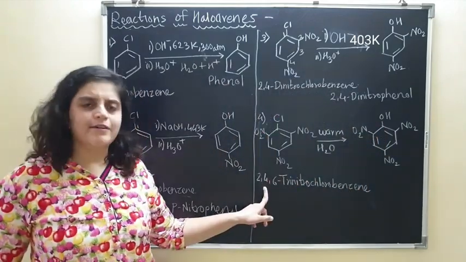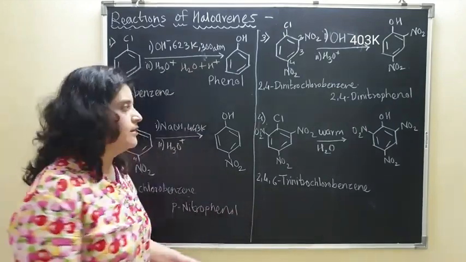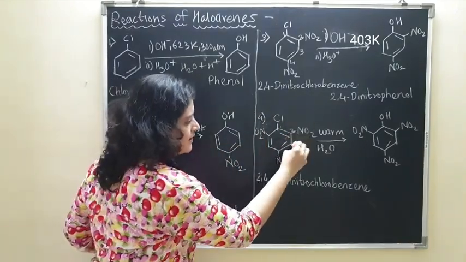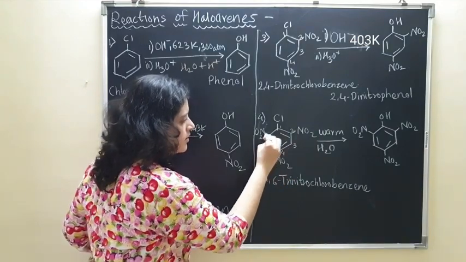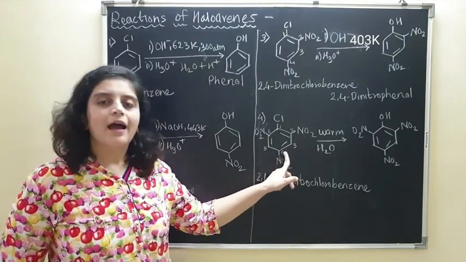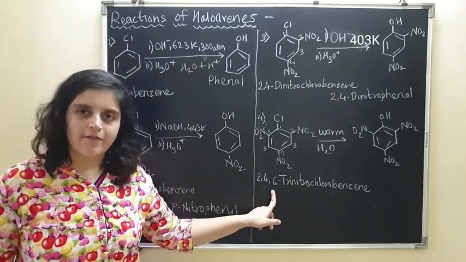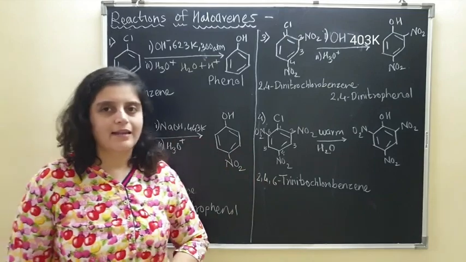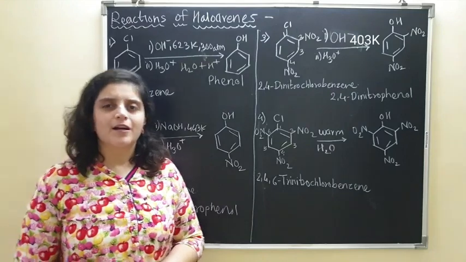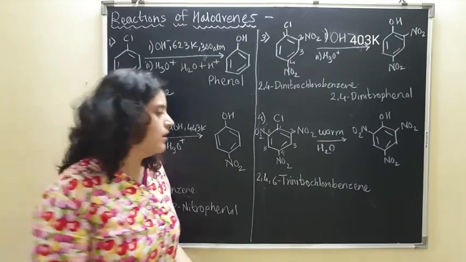So here we have started with 2,4,6 trinitrochlorobenzene. This is our first position. I will go from this side: second, third, fourth, fifth and sixth. So where is the nitro group present? It is present at the second position, at the fourth position and at the sixth position. So the name of the reactant becomes 2,4,6 trinitrochlorobenzene, because three nitro groups are present. So the name of the product has to be 2,4,6 trinitrophenol.